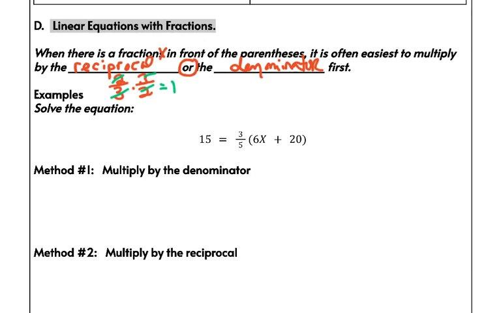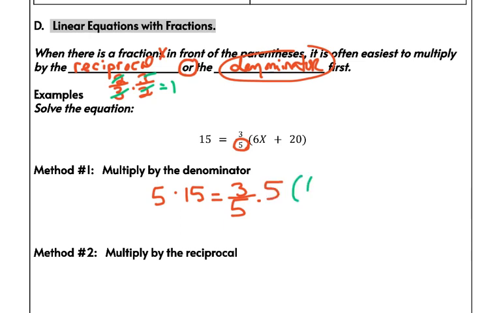Although you might be tempted to distribute this 3/5 in, a lot of times what happens is you end up working not only with one fraction, but multiple fractions. And we don't really like that. So we can choose to multiply by the denominator. Probably should have had those two switched on those answer blanks, but it doesn't really matter. Well, the denominator is 5. So I would take my 15 on the left and multiply it by 5, and take my 3/5 on the right and multiply it by 5.